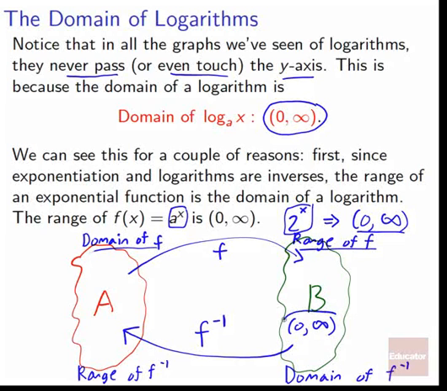Now, we saw that for any exponential function, its range is 0 to infinity. So that means that the domain of f inverse, the domain of a logarithmic function, since it's the inverse of exponentiation, must also be from 0 to infinity. So that's why we've got this domain here. The domain of any log has to be from 0 to infinity because the range of any exponential function is from 0 to infinity. They're opposites. The range of an exponential function is the domain of a logarithmic function.